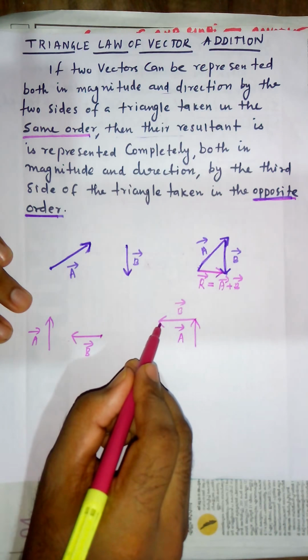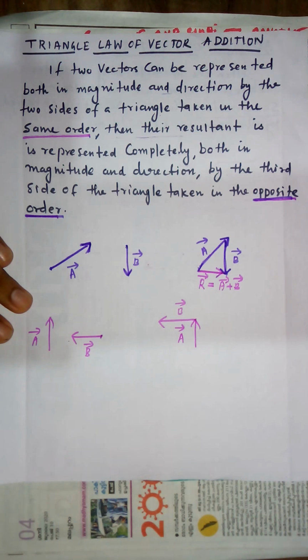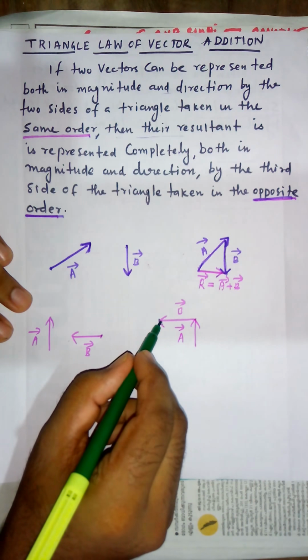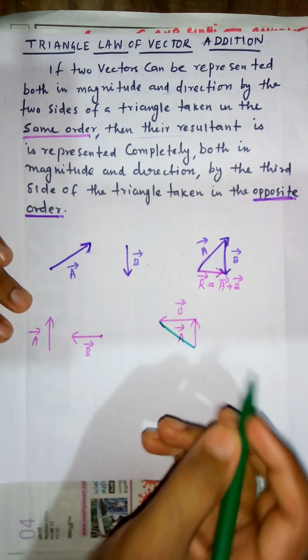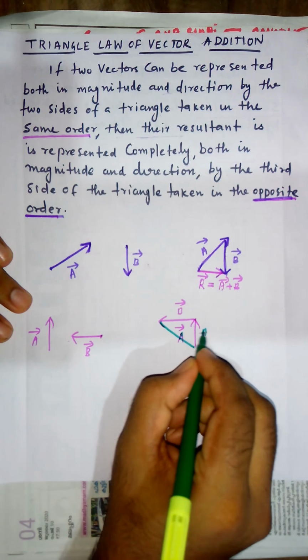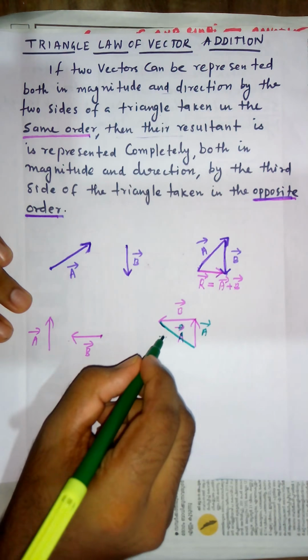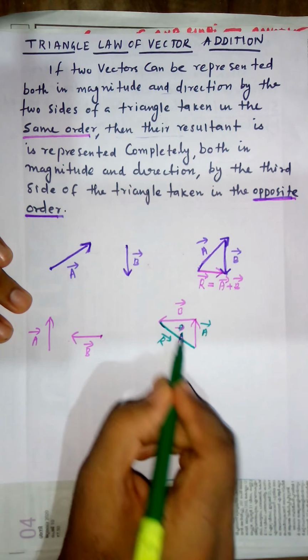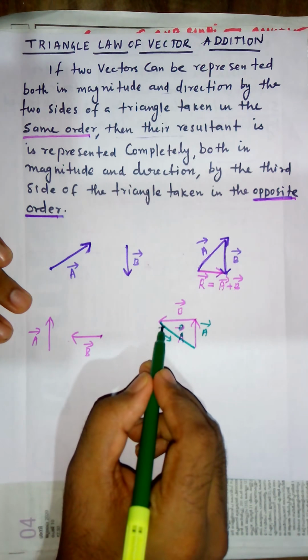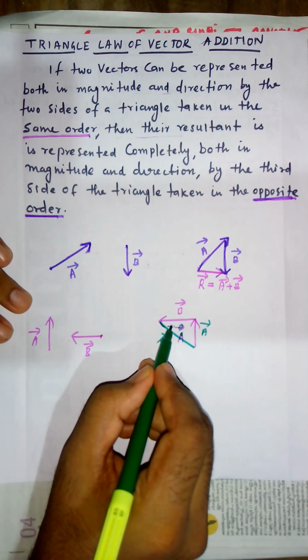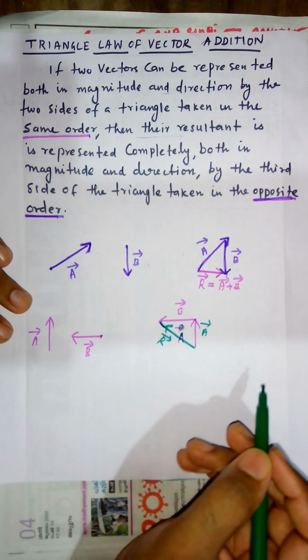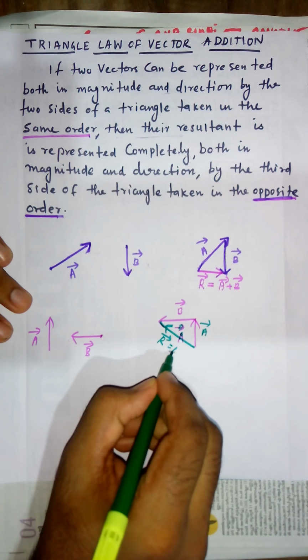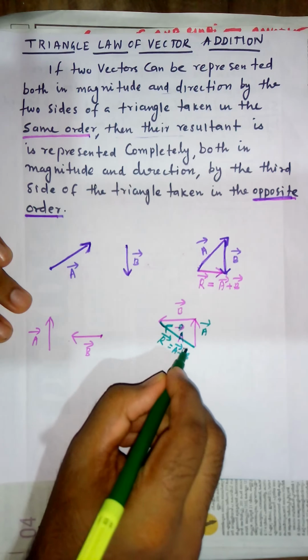Now how can I find vector A plus B? Vector A plus B will be the third side of the triangle. So this will be the resultant. What will be the direction of the resultant? This is the order of A and B, right? So I should not put it in the same order, but in the opposite order. Okay, so this will be R is equal to A plus B, right?